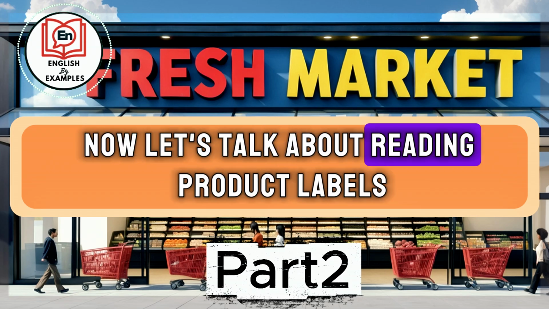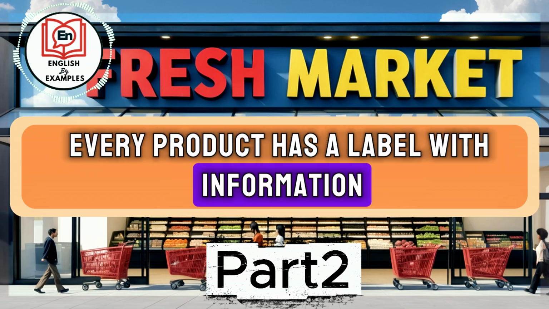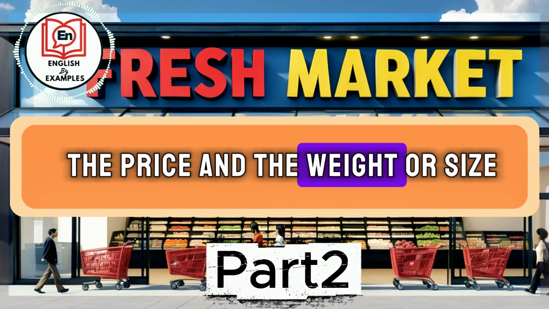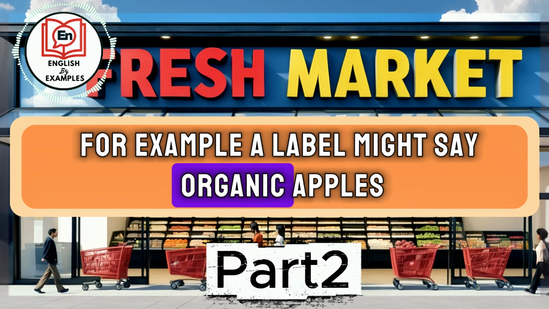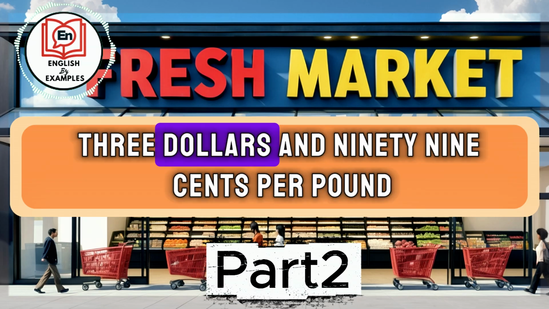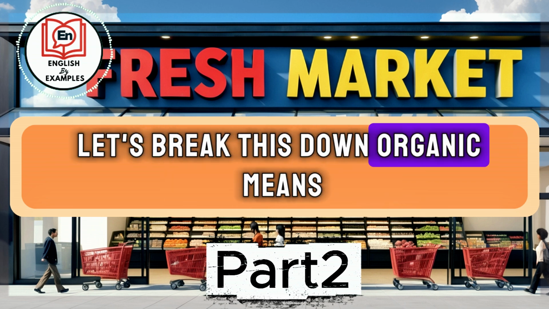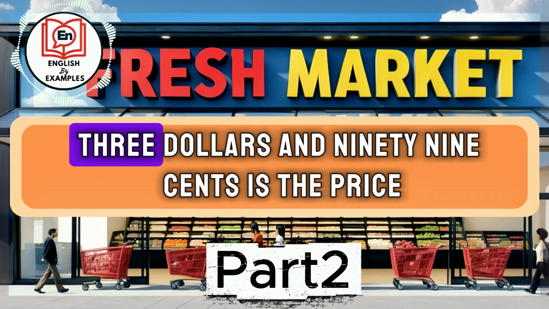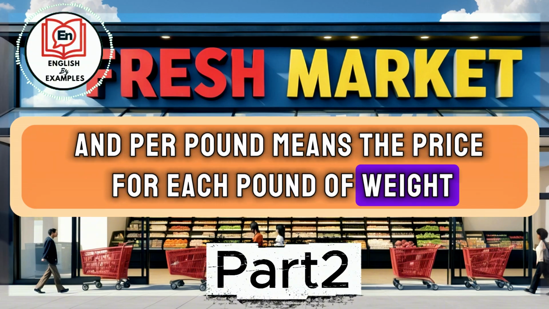Now, let's talk about reading product labels. Every product has a label with information. The most important things are the name, the price, and the weight or size. For example, a label might say, organic apples, $3.99 per pound. Let's break this down. Organic means the apples are grown without artificial chemicals. $3.99 is the price. And per pound means the price for each pound of weight.